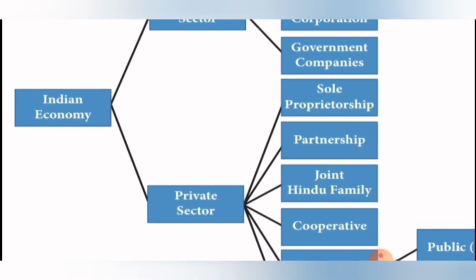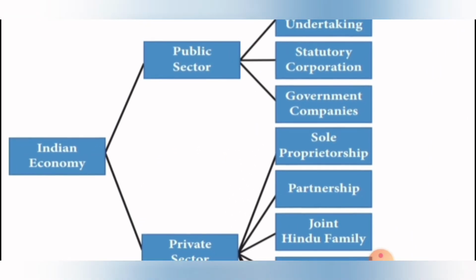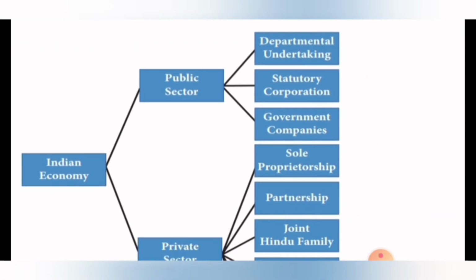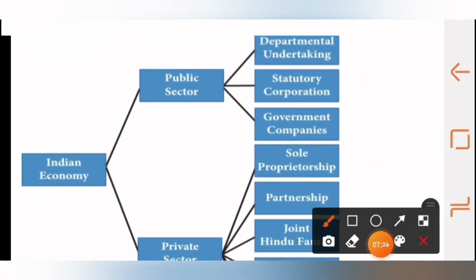So Indian economy is divided into two, I told, right? One is public sector, another one is private sector. Here you could see in public sector, three different kinds of divisions they have given. One is departmental undertaking, statutory corporation, government companies. Got it?